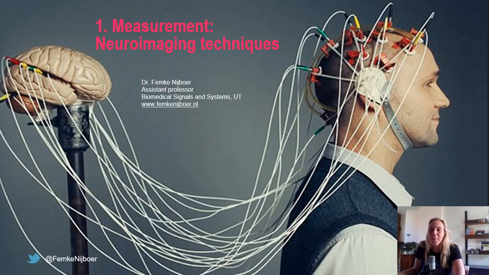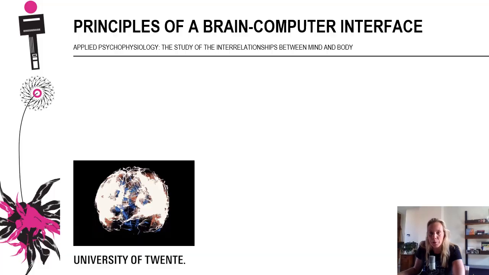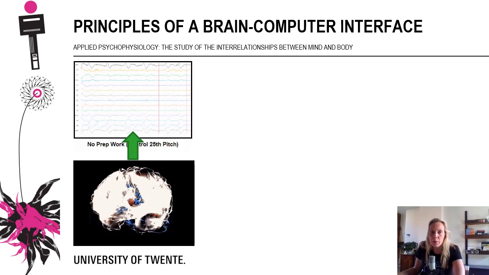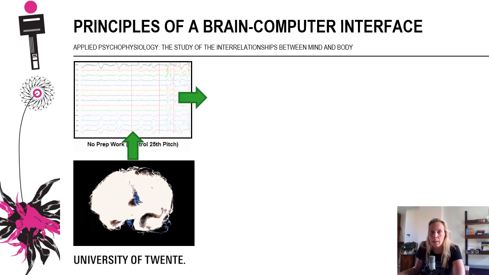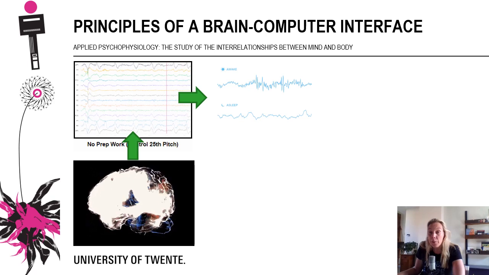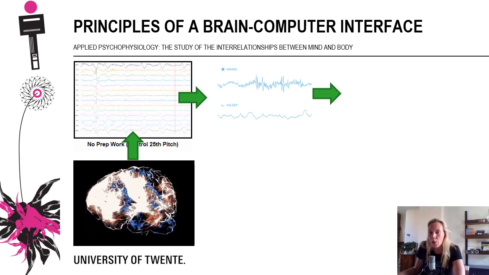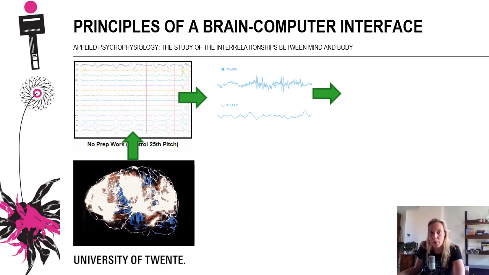Hello. In this lecture for BME, I would like to tell you about different neuroimaging techniques that we can use to measure the brain. Let me just remind you, the principles of a brain-computer interface are that we try to measure signals from the brain. We try to extract relevant features from the brain that are related to certain psychological states or tasks that you do within your own head.